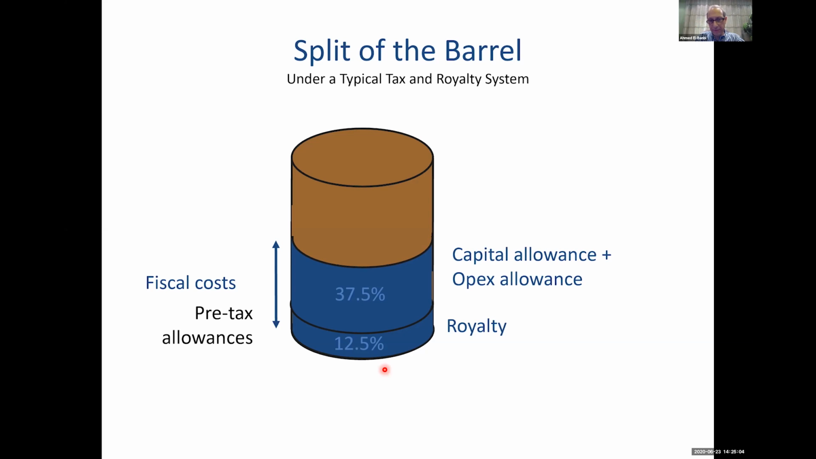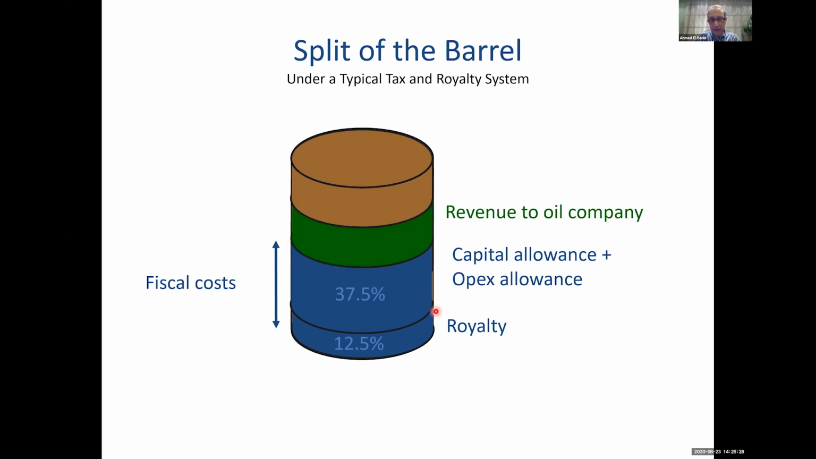Then sometimes there is capital allowance and OPEX allowance. So the deal will be between the country and the contractor or the oil company. The deal will be you will recover your costs up to 37.5% in this case of the revenues from the oil or the gas. The rest is divided into two pieces.